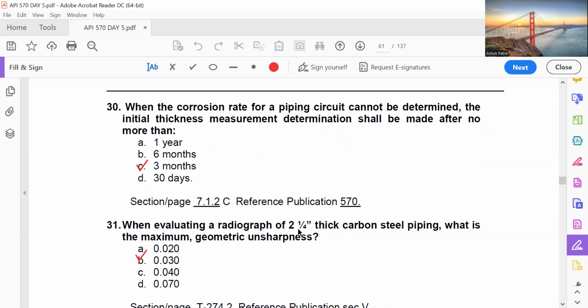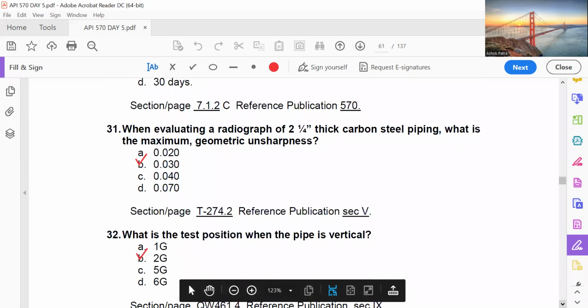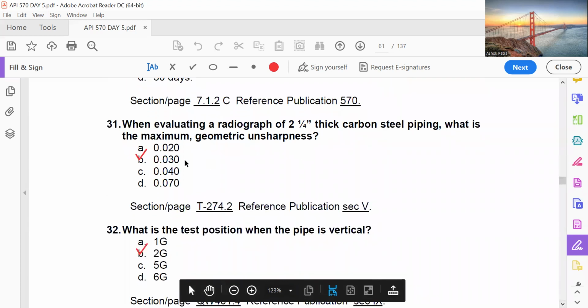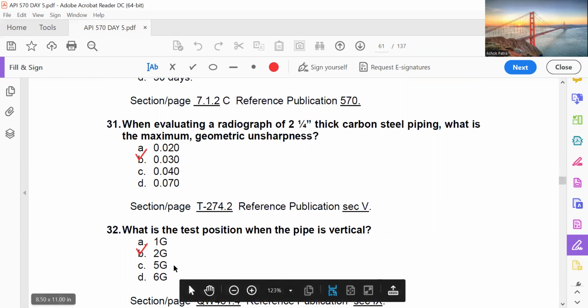When evaluating radiograph of 2 and 1/4 inch thick steel piping, what is the maximum geometric unsharpness? So above 2 inch is 0.03, up to 2 is 0.02, above 3 inch is 0.04, like that. But I don't think 0.07 is there. What is the test position when the pipe is vertical? 2G.